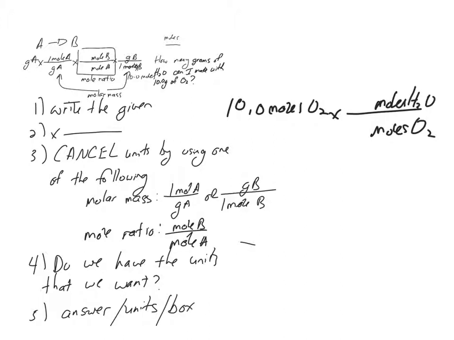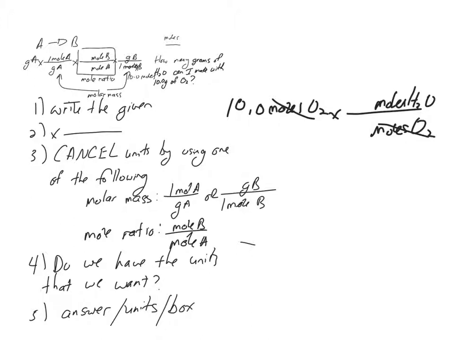I do not want to go to grams of H2O. There are no grams in the problem, so I don't want to make the problem harder than it is. So I'm not going to use molar mass. I'm going to use the mole ratio, and if I just double check here, it looks like I've canceled moles of O2, and now you are left with moles of H2O.